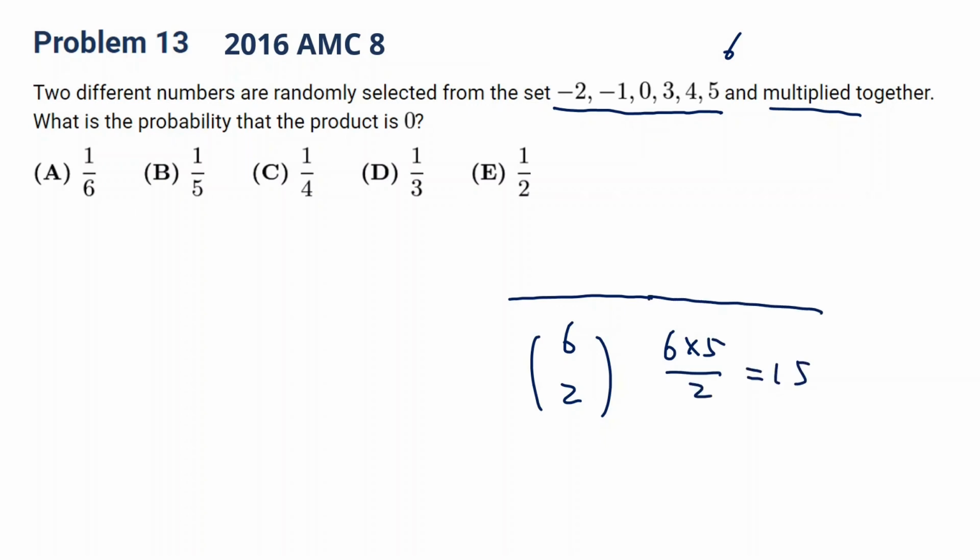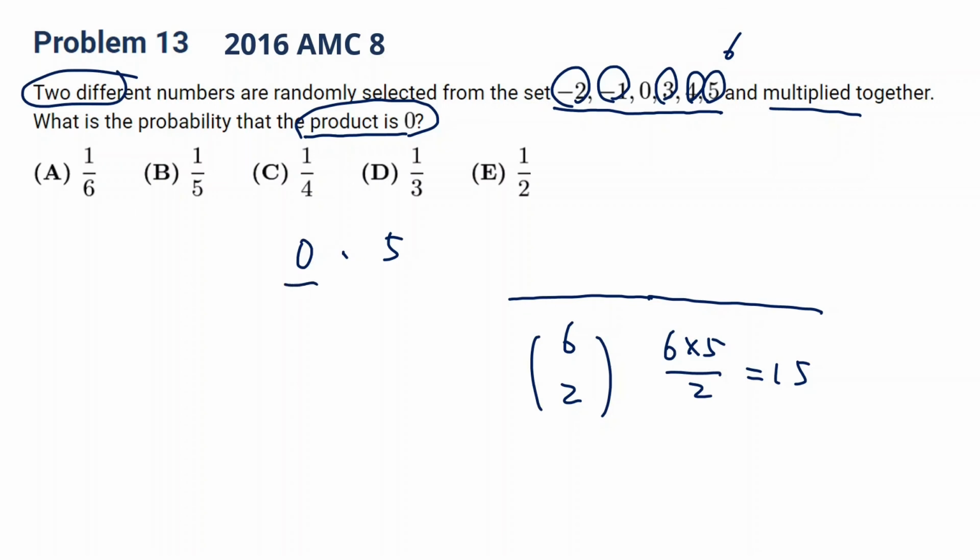This is the denominator. And for the numerator, the product is 0, which means one number should be 0. And the other number can be any number from these 5, because it's two numbers chosen from 6. So once 0 is chosen, the other number can only be chosen from 5. So that is 5 different ways you can do it. So 5 out of 15 is equal to 1 out of 3. So 1/3 will be the answer.